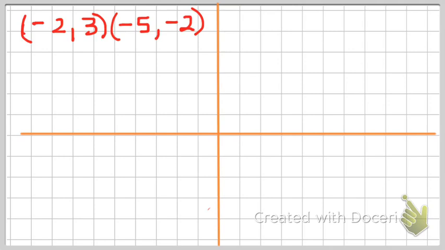So we need to have some sort of an algebraic method we can use where I don't have to rely on a graph, okay? So let's look a little bit. If I do graph these points, just to get a visual of what's going on, negative 2, 3 is right here. You agree with that? Negative 5, negative 2, 1, 2, 3, 4, 5. Negative 5, negative 2 to be right here. Okay, so I'm looking for the slope of the line that's between those 2 points. Right? So the slope of the line.